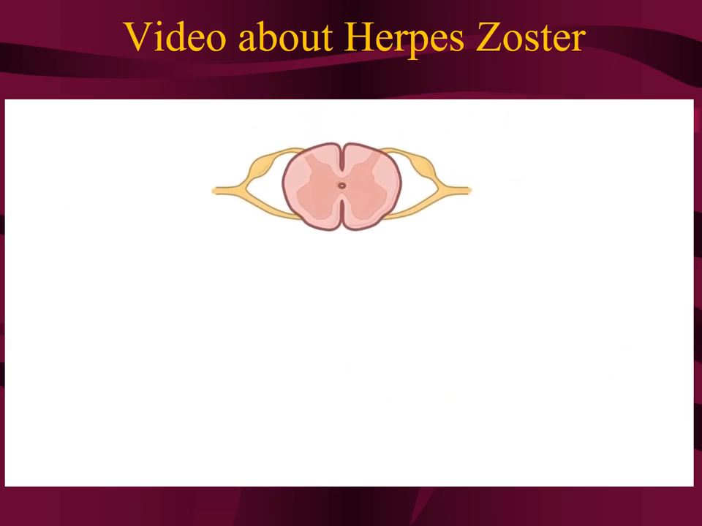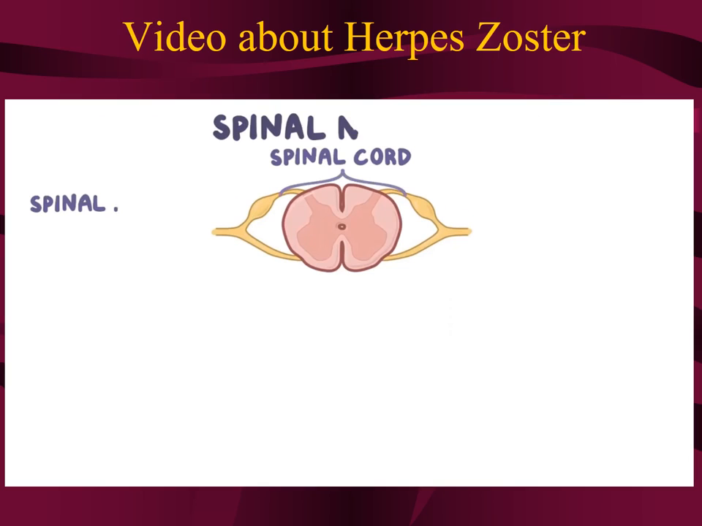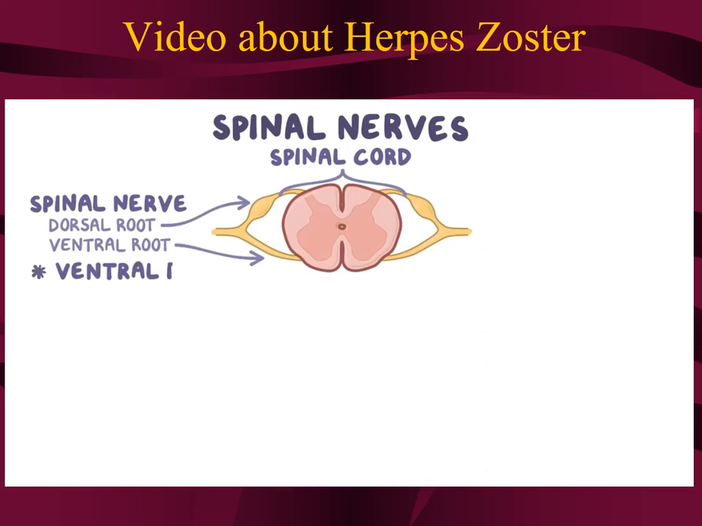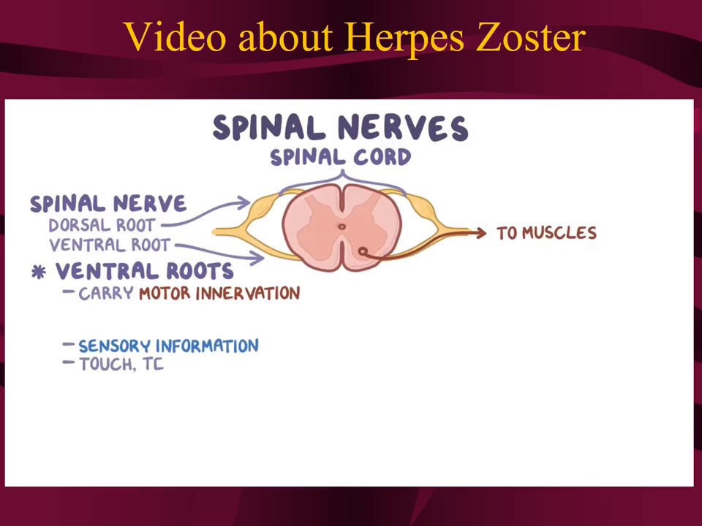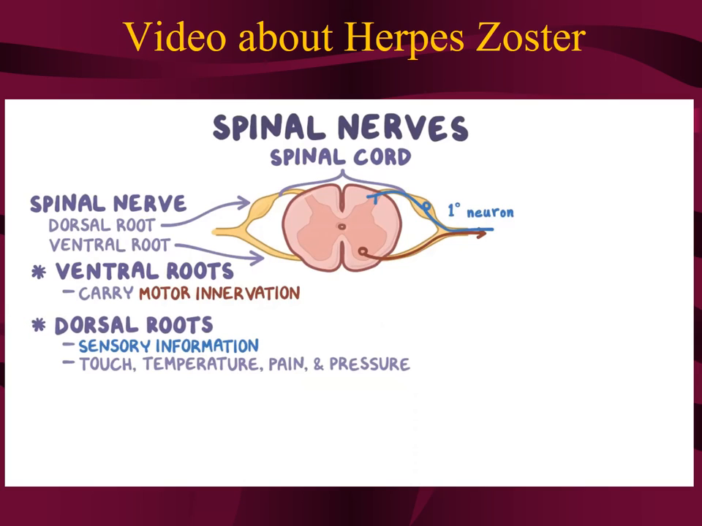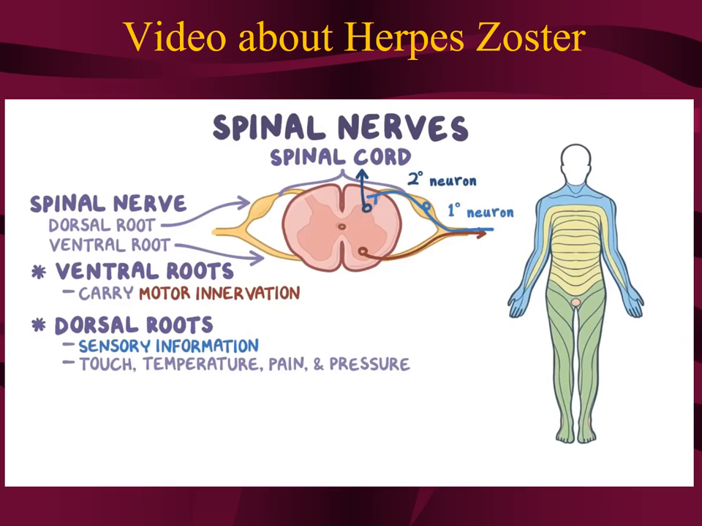The peripheral nerves originating from the spinal cord are called spinal nerves. Each nerve is formed by a dorsal and a ventral root. Ventral roots contain neurons that carry motor innervation from the spinal cord to the muscles. Sensory information like touch, temperature, pain, and pressure from the skin and other tissues travels through first-order sensory neurons in the dorsal root ganglion near the spinal cord, then through the dorsal root and into the spinal cord, where it synapses with the second-order neurons. Now, each spinal nerve is in charge of the sensation of a specific area of the skin, called a dermatome.